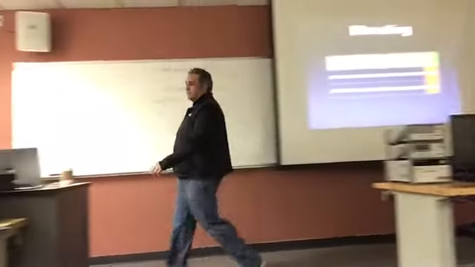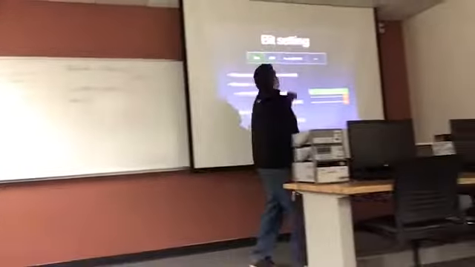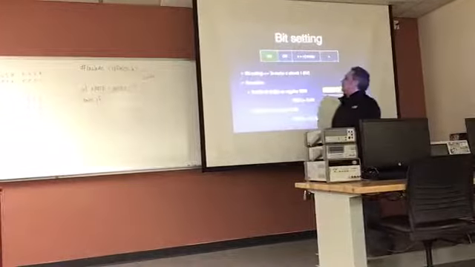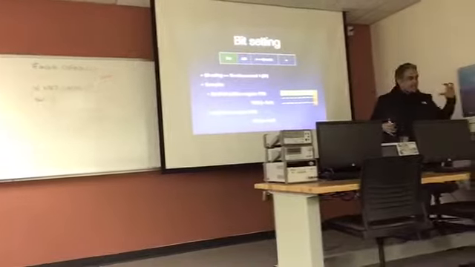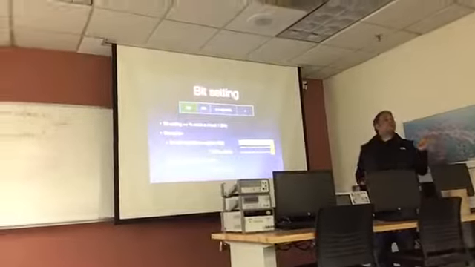Here we go. Let's do one. So here's bit setting. So let's take the first row. So, how to make something a 1? Bit setting actually implies to make a circuit a 1 or to see 5 volts.